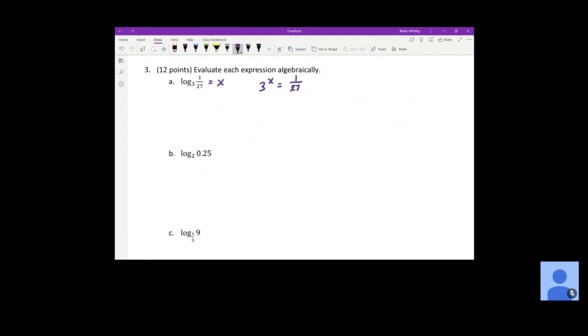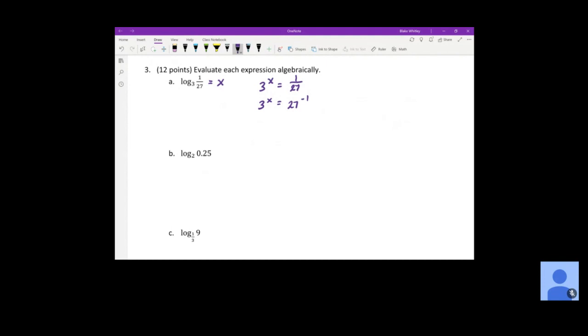All right, so now our goal is going to be to see if we can get the same base on both sides, because if we can, then we know those exponents are going to have to be equal. Is there a way that I could rewrite one of these sides or both of these sides to have the exact same base on both sides? Okay, so we could rewrite that as 27 to the negative 1. I'm going to keep this as 3 to the x for now. Because remember, if you have a negative exponent, that would mean move it to the denominator. So I agree with that.